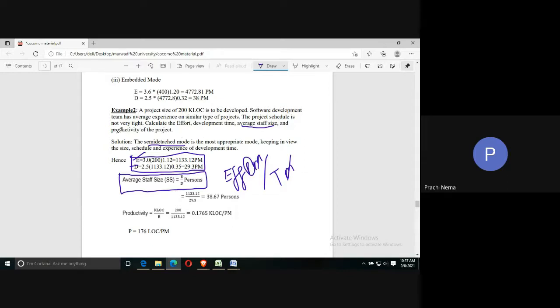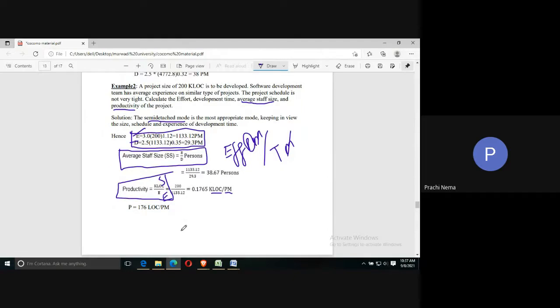And if you want to calculate the productivity, we have seen it depends upon what? It depends upon the size and effort. So if you divide your size by the effort, then you will get how many lines of code can be delivered by persons in how many months. So like that you can derive the formula itself if you know the concept. Okay. So productivity can be calculated like that. For staff size you divide effort by time. For productivity you divide size by effort.